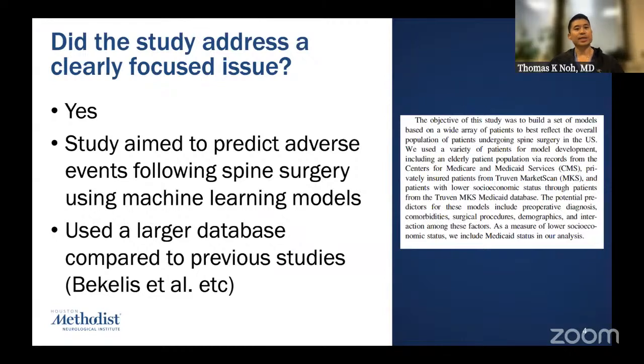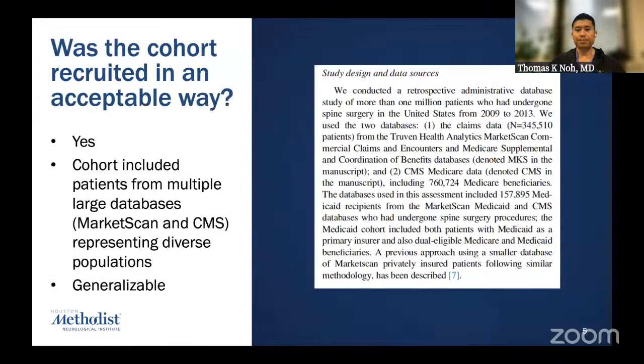Did the study address a clearly focused issue? I thought it did. The study aimed to predict adverse events following spine surgery, in this case using machine learning models. It used a larger database than what was previously known in the literature. I think the biggest study before this was by Bakalis, using Medicare data, but they had something around 300,000 patients, whereas this one was well above 1 million.